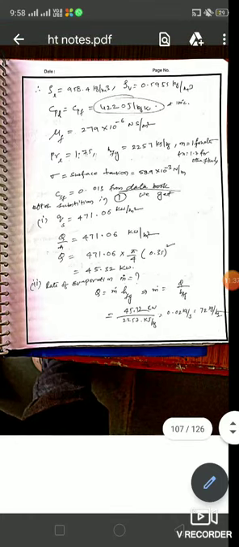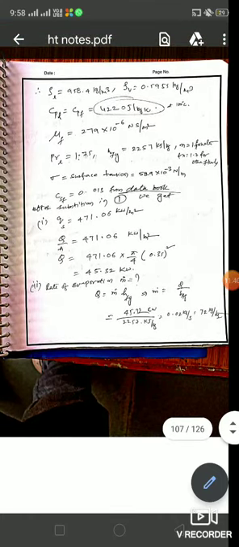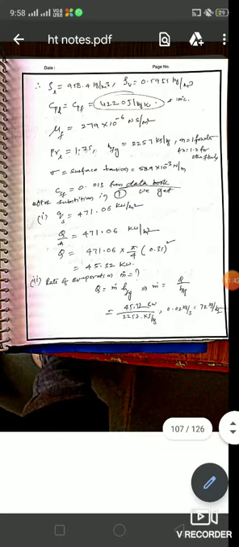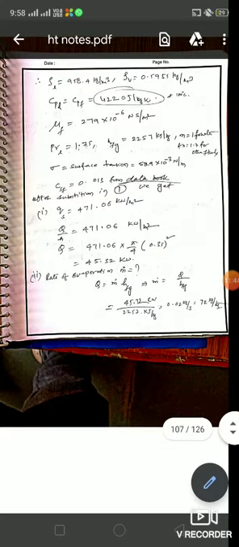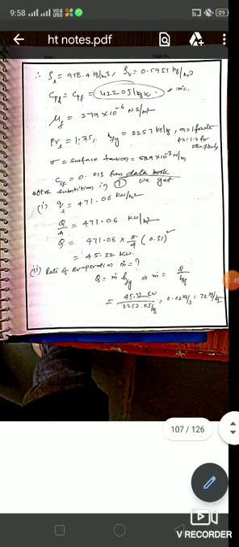HFG is kilojoules per kg. Per kg means it is specific. Now, when you substitute, m dot is equal to Q by HFG, and we get the mass flow rate. We get 72 kgs per hour.